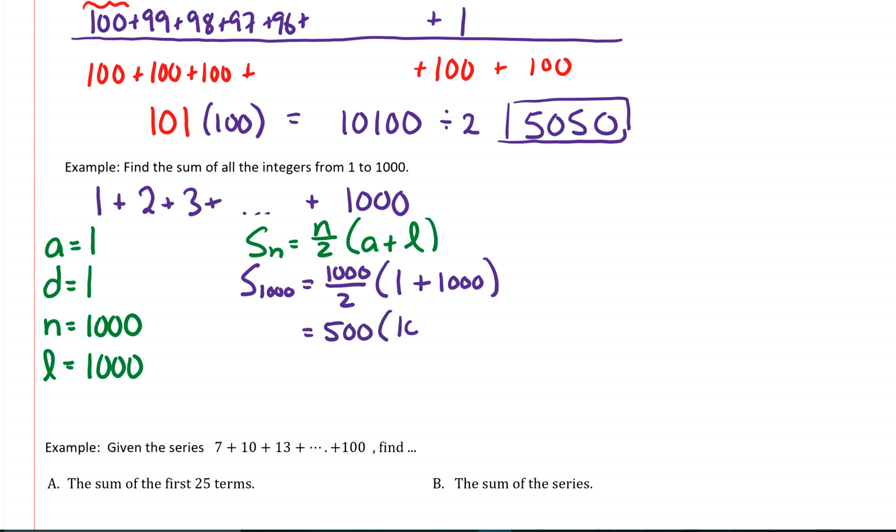multiplied by 1,001. And if I work that out, so times 1,001 times 500, that should give me 500,500. I've done that right. Okay, so moving on to the next question.